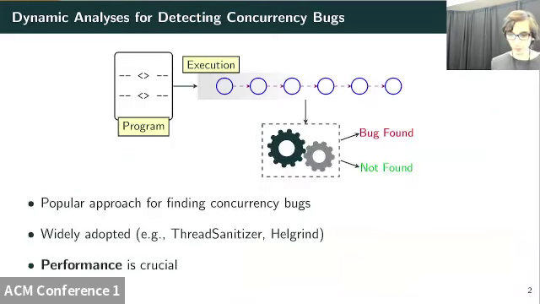A popular approach for finding concurrency bugs is dynamic analysis. These techniques work by first running a program and observing an execution, and then performing reasoning on this observed execution to check for the presence of a bug. There are widely adopted dynamic analysis tools in this context, for example, Sanitizer. And one very important aspect of these tools is performance.